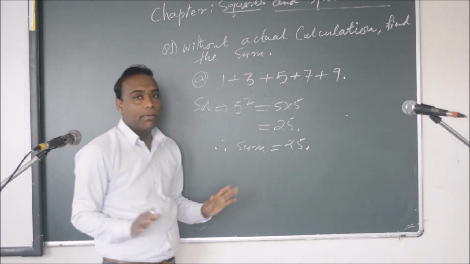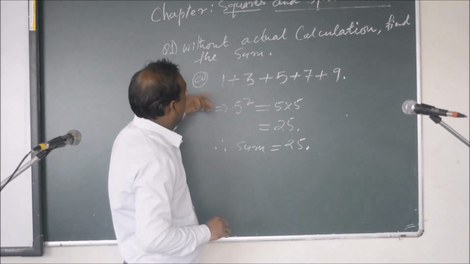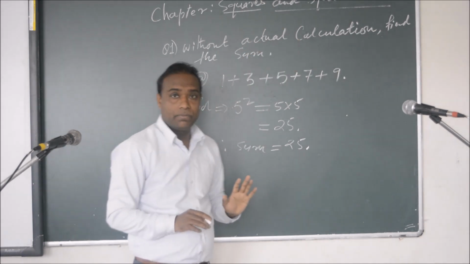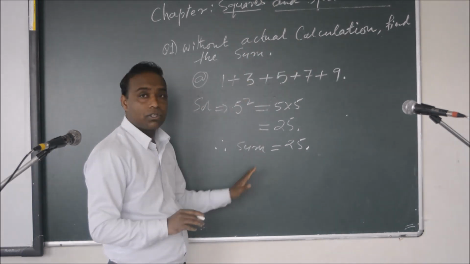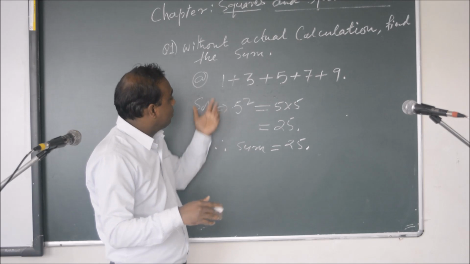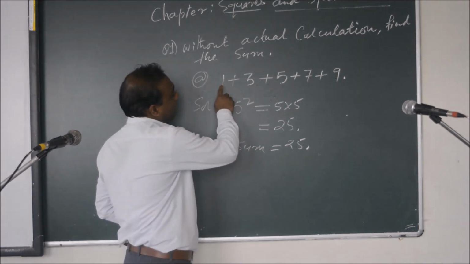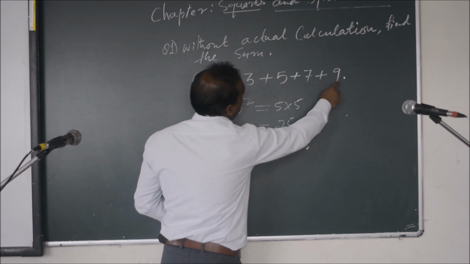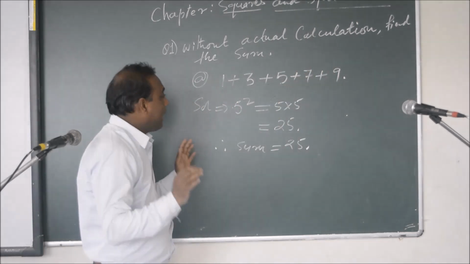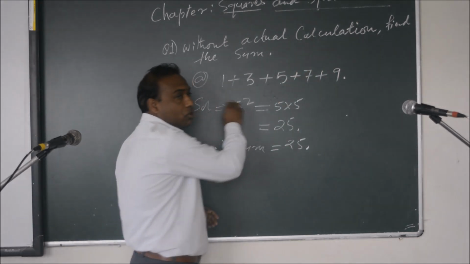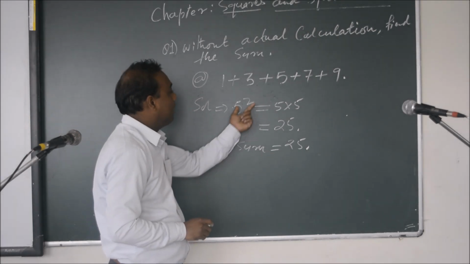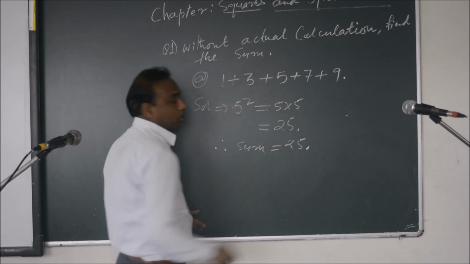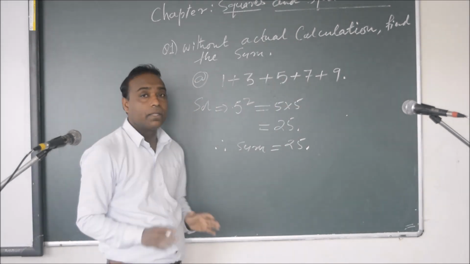So once again I will explain. Again I will say, without actual calculations, we have to find the sum. No need to add it. So first of all, count the numbers. How many numbers are there? 1, 2, 3, 4, 5 numbers are there. Then just write the square, like 5 numbers, so 5 square. Then multiply the same number, and you will get your sum without any calculation.